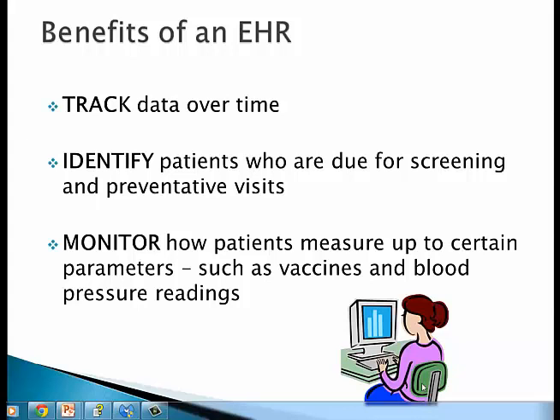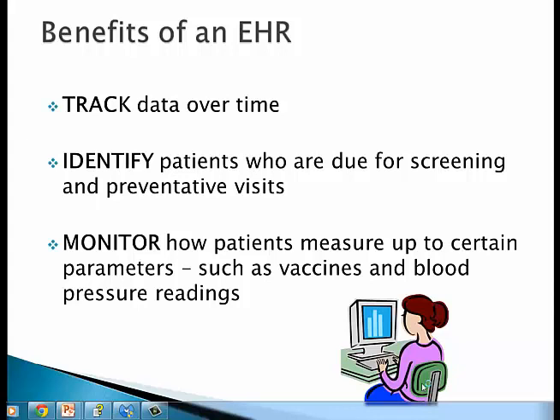Now let's talk about the benefits of an EMR or an EHR. First benefit is that it can track data over time. For instance, lab results. Patient has diabetes and they need to test their glucose level, for instance. We can see from visit to visit whether their glucose levels have gone up or down, and we can do this with most lab results. Often we can graph the results as well.